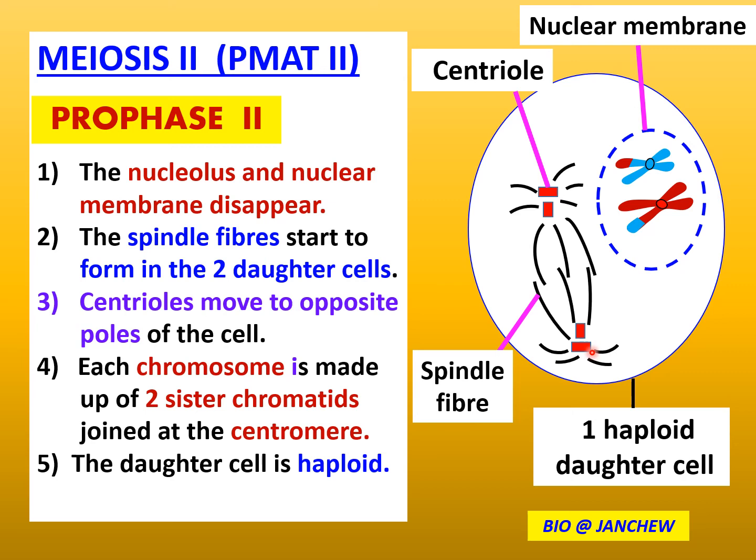Each chromosome is made up of 2 sister chromatids joined at the centromere. So this centromere has not divided yet, and the 2 sister chromatids are still attached to one another at the centromere. The daughter cell is a haploid cell. That means this cell has only one set of chromosomes of different sizes carrying different types of genes. Or we say that there's only one copy of each type of chromosome. One copy of the long chromosome and one copy of the short chromosome.